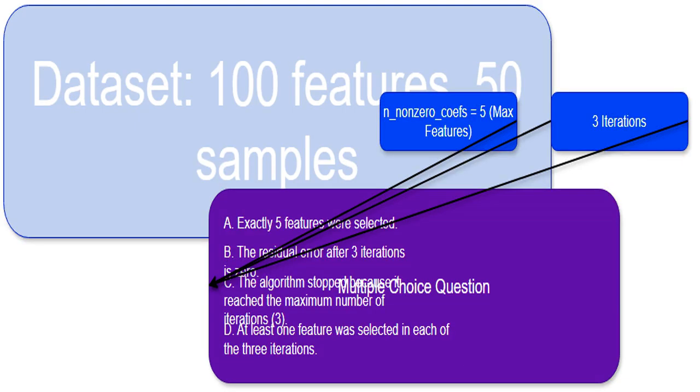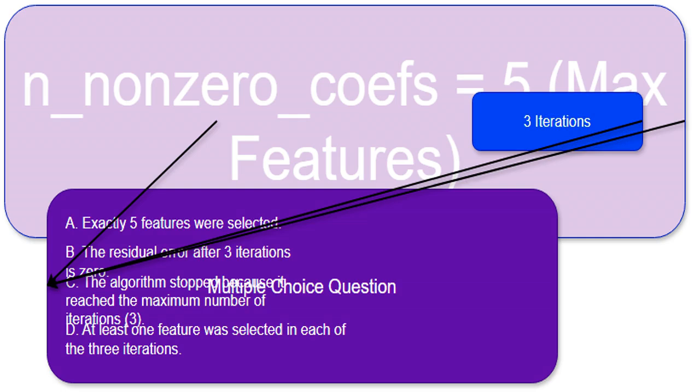I'm working with a dataset that has 100 different characteristics, features, and 50 examples, samples, of those characteristics. Imagine 100 different properties of houses and 50 individual houses. I've set a limit of 5 features that the algorithm can use in building its model. It's like telling the algorithm, you can only use up to 5 ingredients from the list.